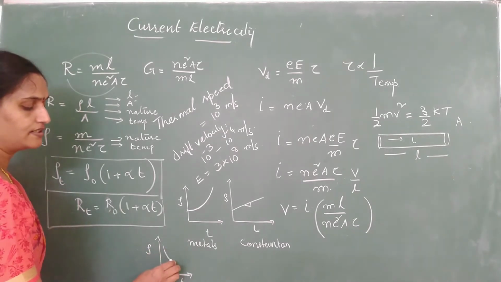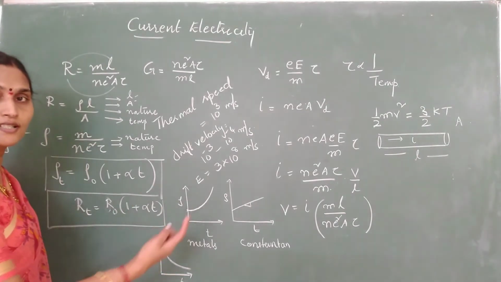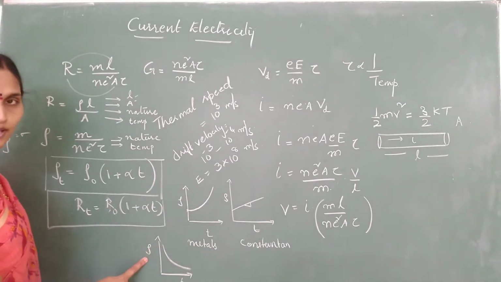Then for semiconductors, we know resistivity decreases with increase of temperature. As temperature increases, we get more charge carriers for conduction, so resistivity will decrease.